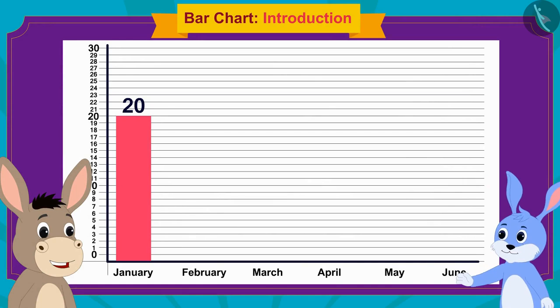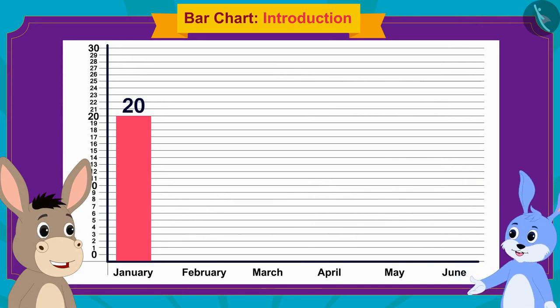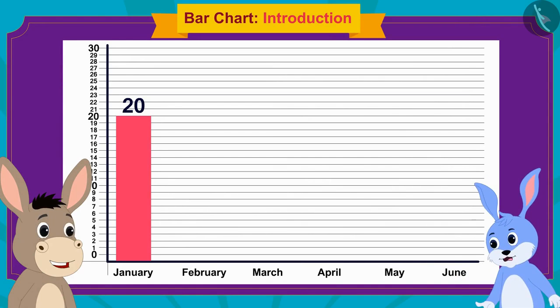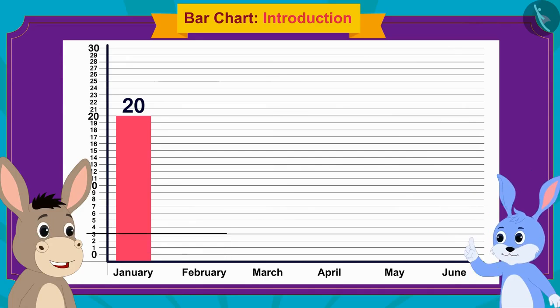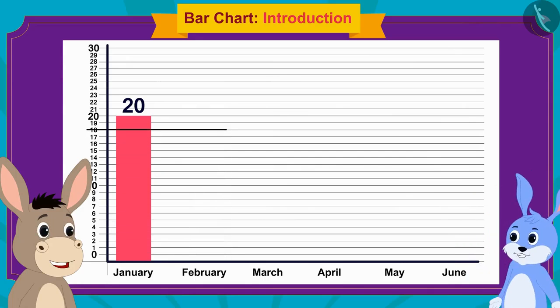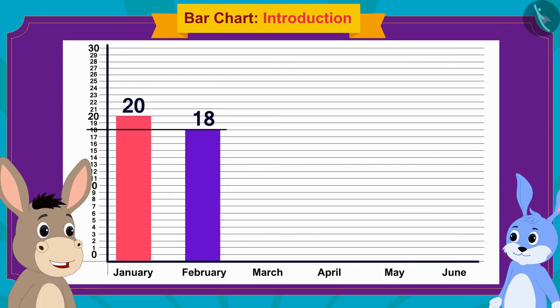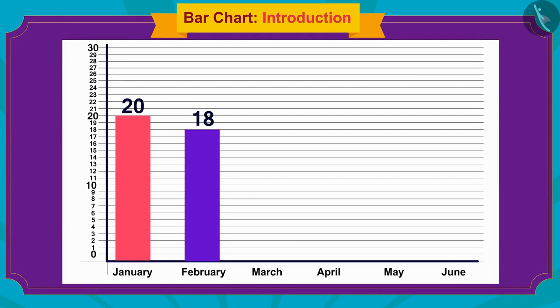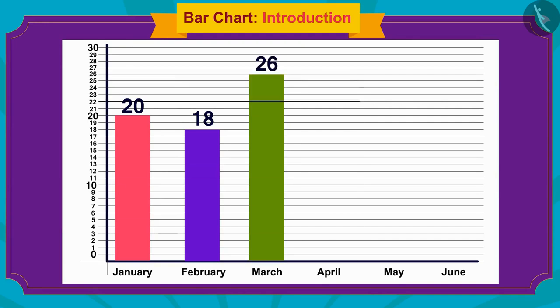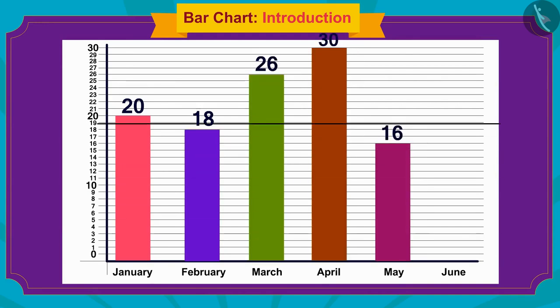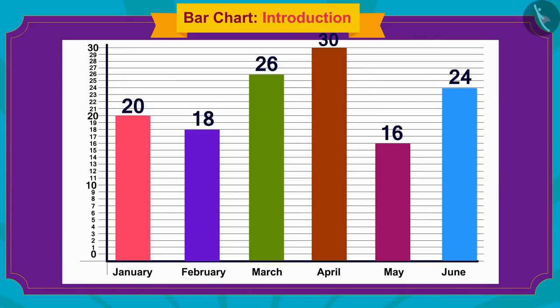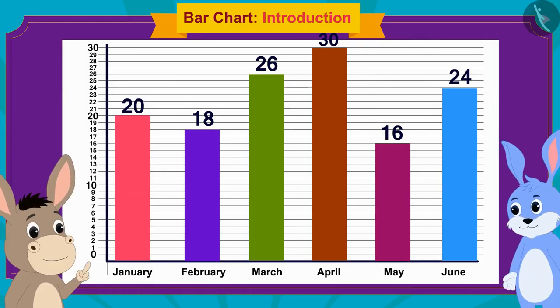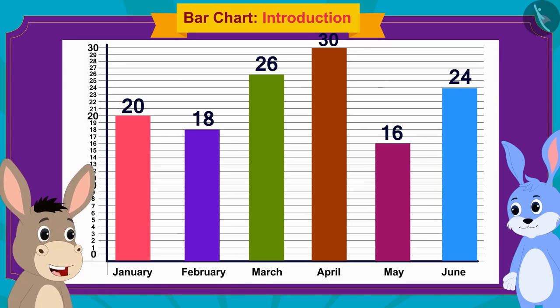Oh wow, this is very interesting. Now I will make a rectangle with a height reaching number 18 in this way for the amount saved in February. Bunny and Bhola together made rectangles in this way for all months. Bunny, look, our bar chart is ready.